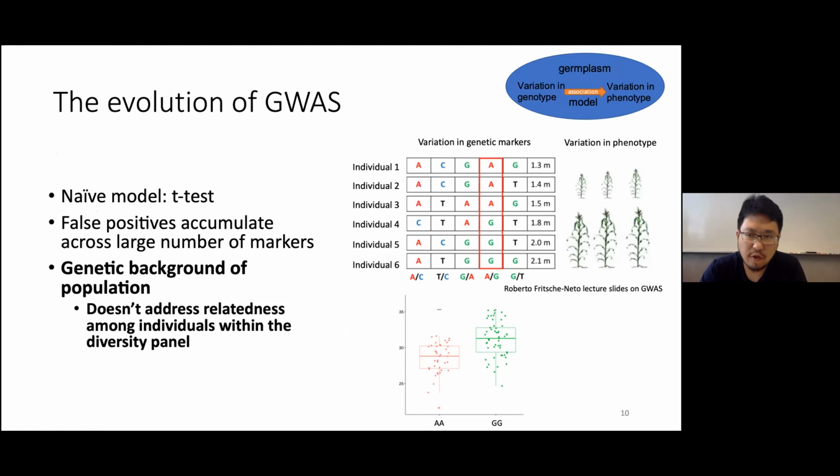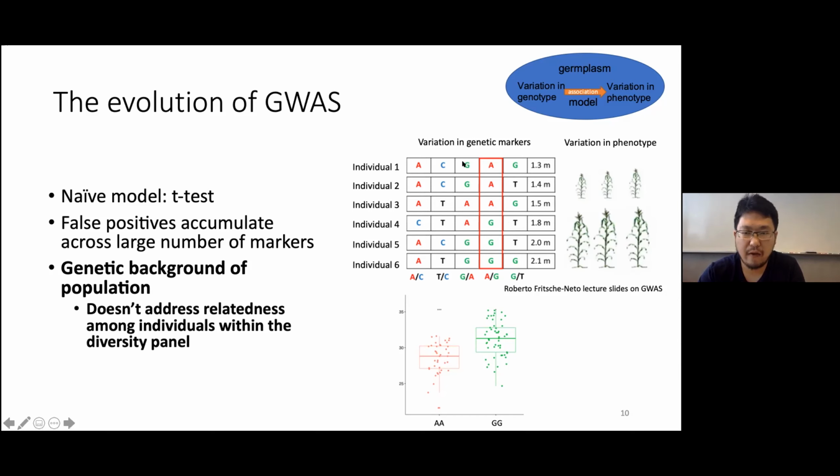When we talk about genome-wide association study, let me remind you again, we're going to use this framework, which consists of four key factors: germplasm, genotypes or genetic markers, phenotypes, and also the association models. So let's start with the model. The most naive model for genome-wide association study is essentially a t-test. Let's take a look at the example here.